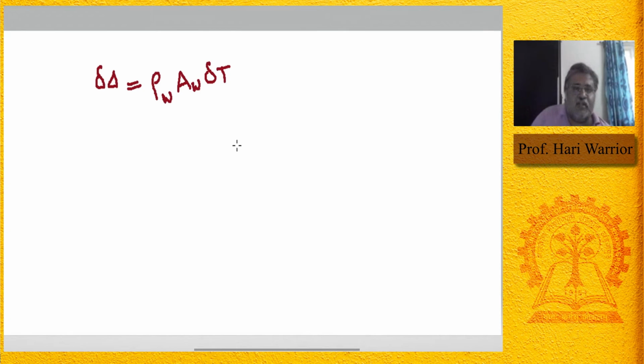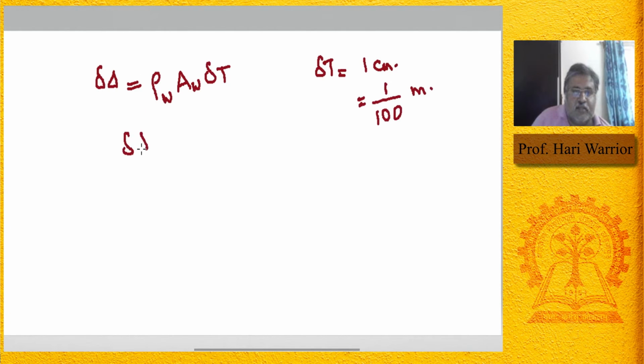So this you get. Now let us assume that the ship sank. This is basically the sinking of the ship. So let us assume the draft is increased by so much, means the ship has sunk like that. So this is the amount by which it is increased. Let us assume that delta t is 1 centimeter. Okay, if delta t is 1 centimeter, this basically I'll write as 1 by 100 meter. So this thing is equal to rho w AW by 100.